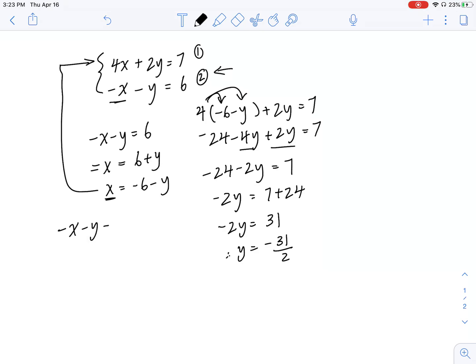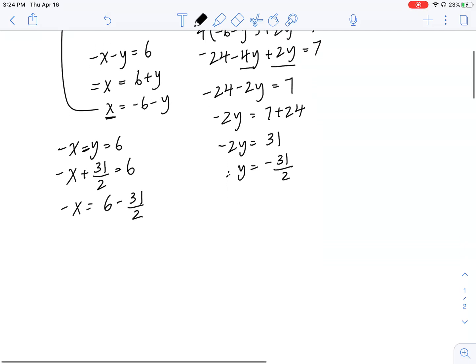Minus x minus y equals 6. Instead of y, let's plug in minus 31 over 2. And this -1 here times another negative value is going to give us a positive. So minus x plus 31 over 2 equals 6. Minus x equals 6 minus 31 over 2. Minus x equals 6 times 2 is 12, minus 31 is minus 19 over 2. Divide both sides by -1, x equals 19 over 2.